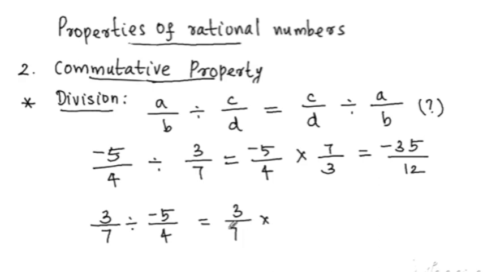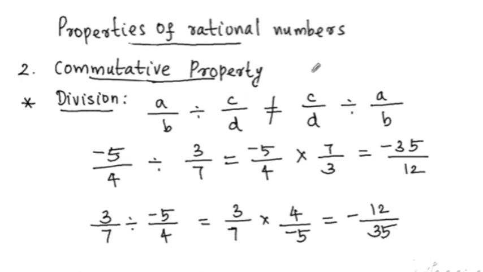Then change that division to multiplication and flip the second rational number. So you will obtain 3 by 7 times 4 by negative 5, which is the same as negative 12 by 35. So you can see these two are different. That means the commutative property is not true in case of division. So we can conclude the commutative property is true in case of addition and multiplication, but it is not true in case of subtraction and division.